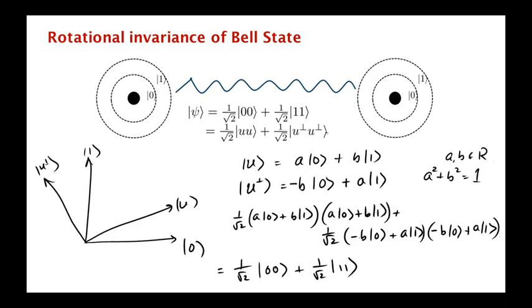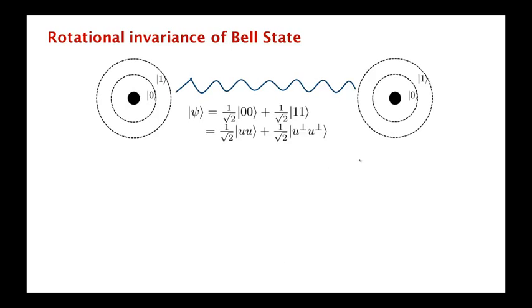Now, there's one other thing that I should say: here I use a restriction that this u perp basis has to be a real valued basis. Okay, so the a and b, the coefficients here, are not allowed to be complex valued. If you do want to use complex coefficients, then you can use a different kind of Bell state. This Bell state is called psi minus, and it's of the form 1 over square root 2 times 0,1 minus 1 over square root 2 times 1,0.